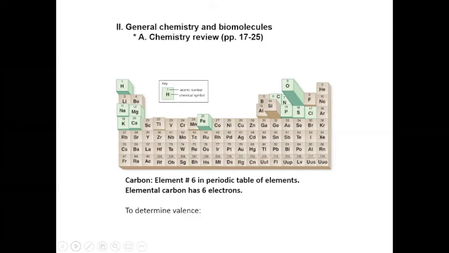So, how many electrons are in the outermost level? 4. What's the valence of carbon? 4. So to determine the valence, that's the number of electrons in the outermost energy level. That's the valence. Now maybe this is review, but this is important. So we've got 4.